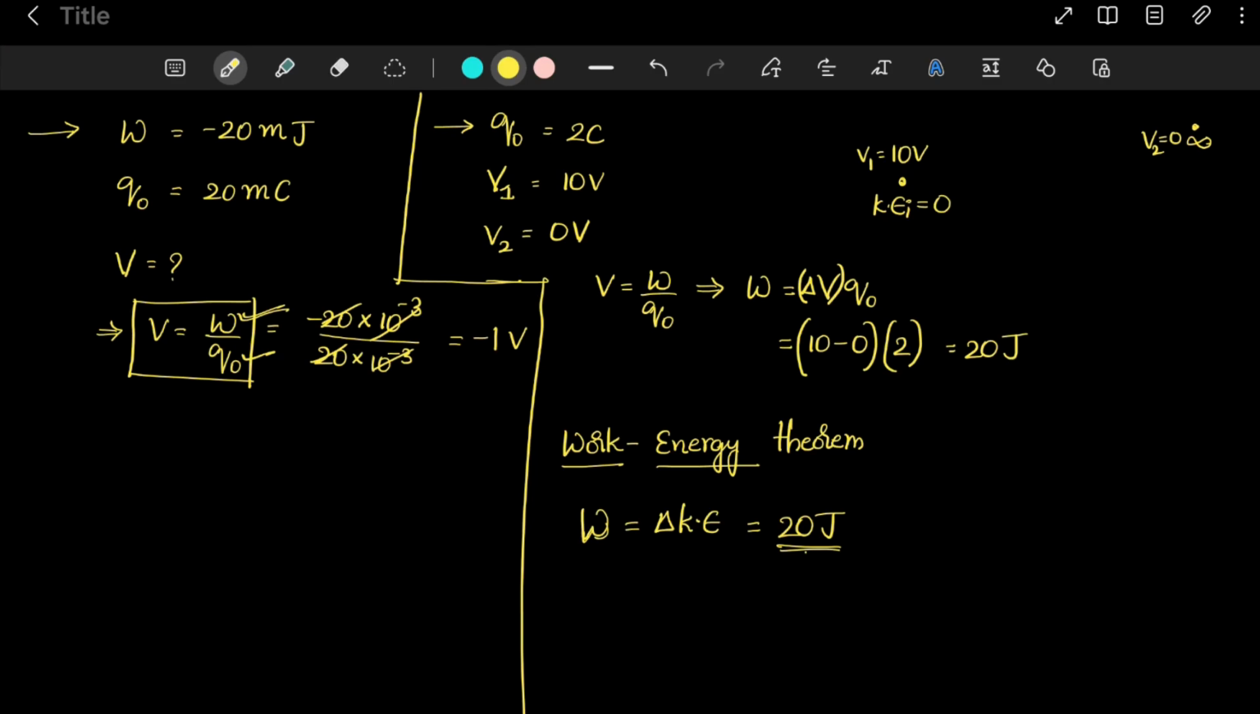Okay. So try to understand. For example, if it is going from one point to another point, what is the work done in moving from that one point to another point? It is delta V into Q naught. Is that okay? Right? That's the answer for this.